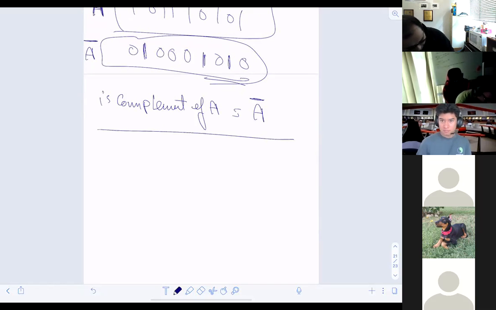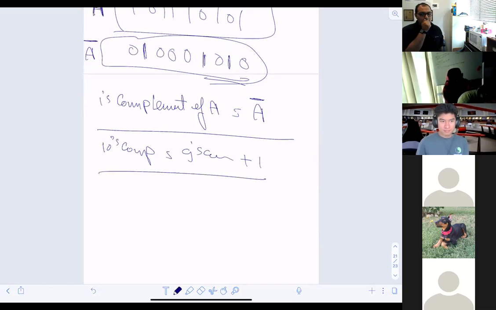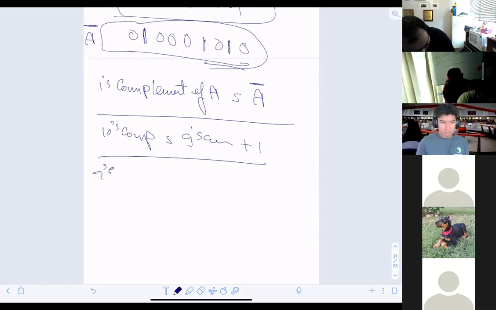So let's go like this. 10's complement is equal to the 9's complement plus 1. Okay? 2's complement is equal to the 1's complement plus 1. Soon we're going to come to why we need it, okay?